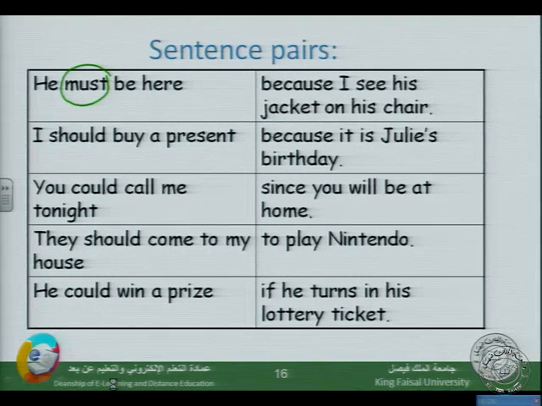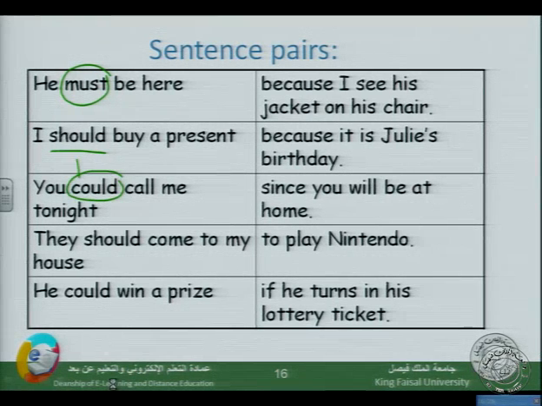I should buy a present because it is Julie's birthday. Notice, I should buy a present because it's Julie's birthday. Here, should is just to give a suggestion, okay? Or a kind of advice. Because Julie is her friend or his friend, he or she should buy a present. You could call me tonight since you will be at home.